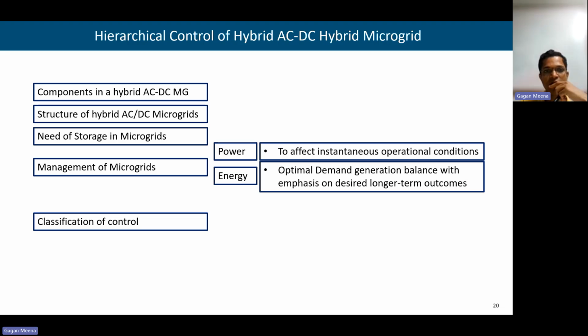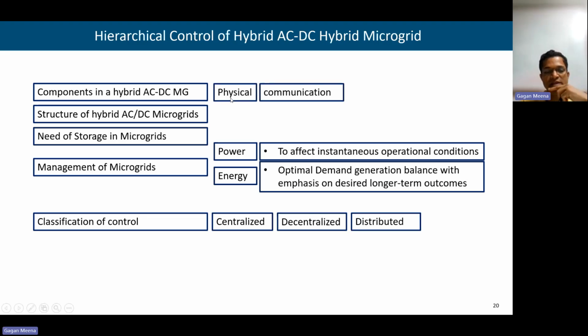In components, there are physical and communication. Then structure: AC coupled, DC coupled, and AC-DC hybrid. Need of storage in microgrid, we have already discussed. Management of microgrid can be of two types, power or energy. Power management is to affect instantaneous operation conditions. Energy management is to have optimal demand generation balance with emphasis on desired longer term outcomes.